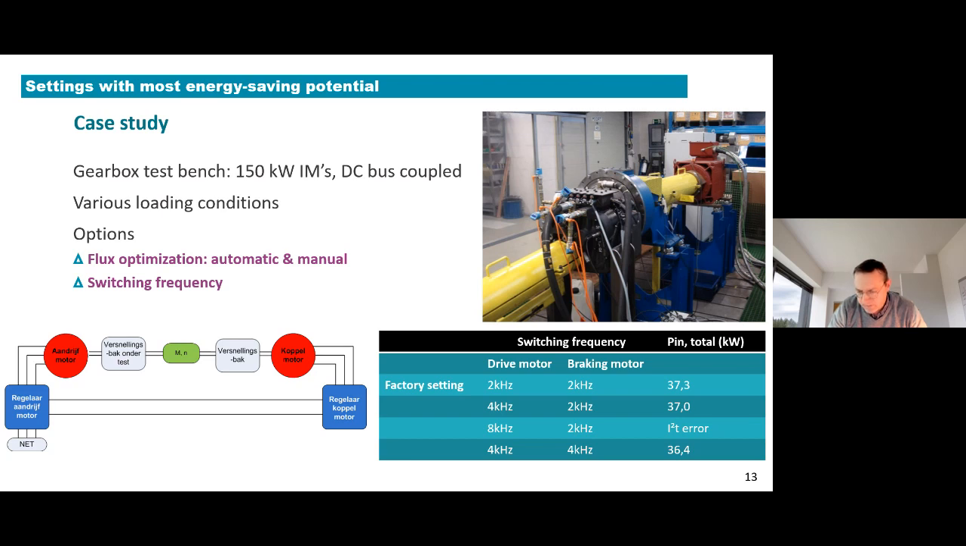And the best option was to have both drives at 4 kilohertz. And there we had a reduction of the losses of 2.4% by just adapting one parameter in the drives. We also tried to go higher.